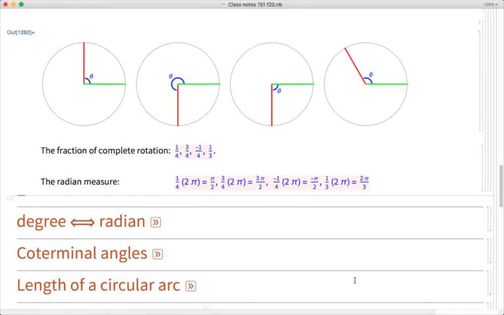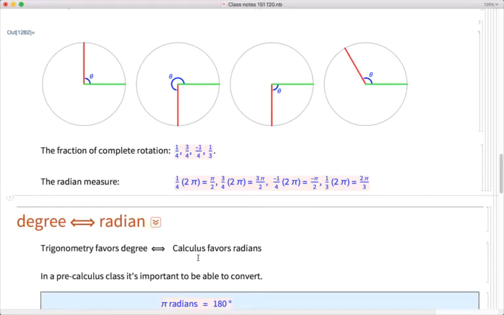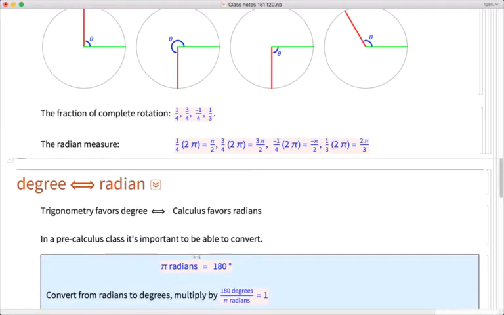Okay. So we have these 2 measures for angles, and in trigonometry, I think degree is the favored way to measure angle. And in calculus, radian is going to be the favored method for measuring an angle. So in a pre-calculus course, you're studying trigonometry, but you're going to go on to calculus. So you really need to be able to master both of these measures and to be able to convert back and forth between them.